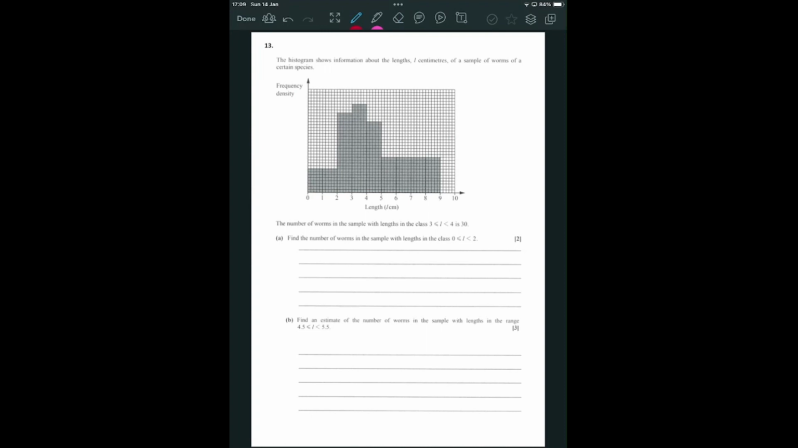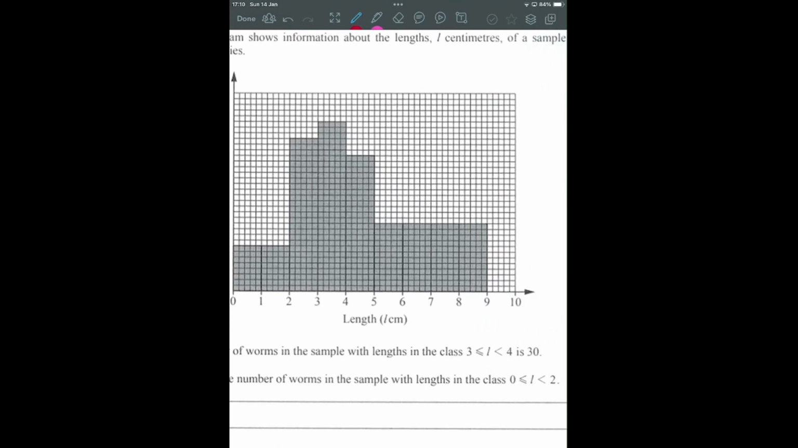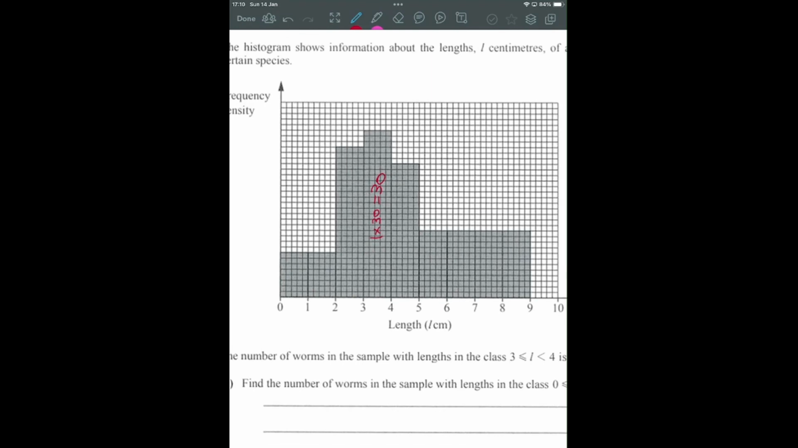The number of worms in the section 3 to 4 is 30. Find how many are in 0 to 2. Issue here is we don't have that vertical scale. We do know that there are 30 worms in that section. Well, the base is 1, so the height has to be 30. So the height over here is 30.